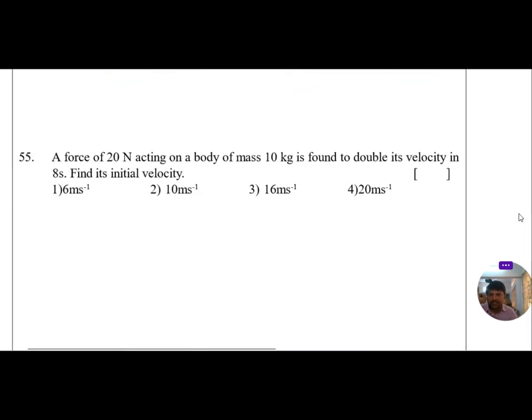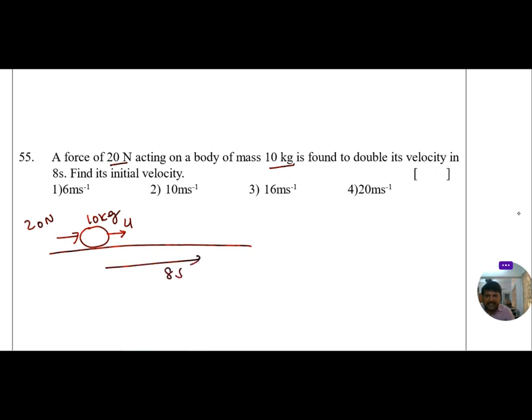Let's go to 55th question. A force of 20 Newton acting on a body of mass 10 kg is found to double its velocity in 8 seconds. Find its initial velocity. Here a force of 20 Newton, body of mass 10 kg. Suppose its initial velocity is u. After 8 seconds, its velocity doubles, that is equal to 2u.